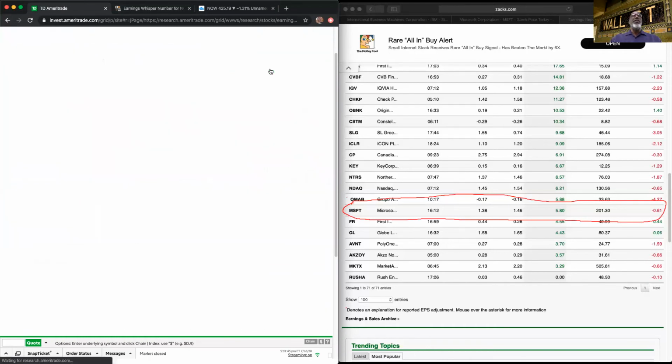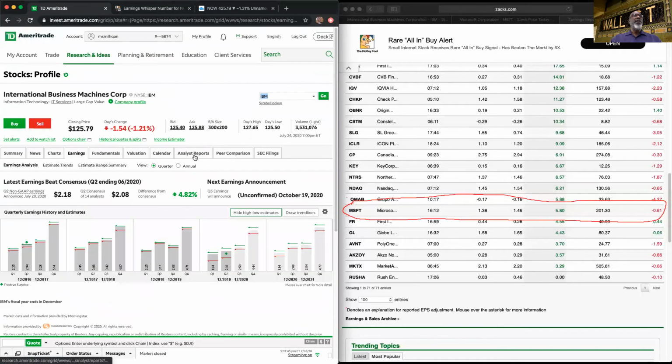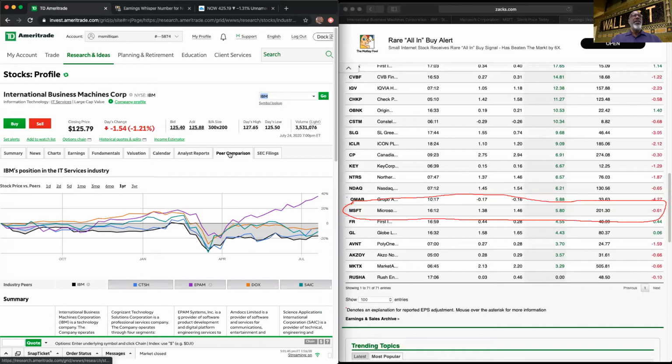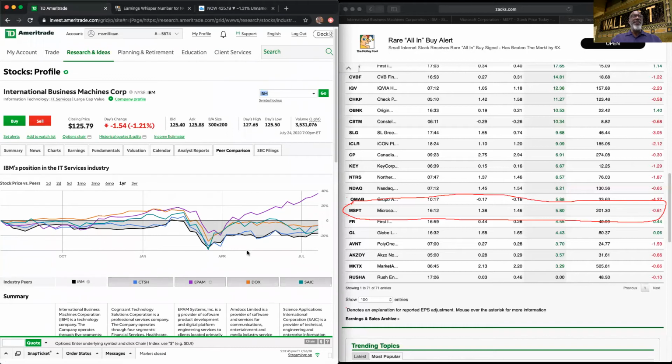They had relatively a good quarter. And I'm going to pull up their peer comparison. You can see IBM beat the number, but it looks like the player in this group is EPAM, which I had looked at. Now, I'm not sure when they report. I'm going to go take a look right now. But EPAM seems to be the player in here.